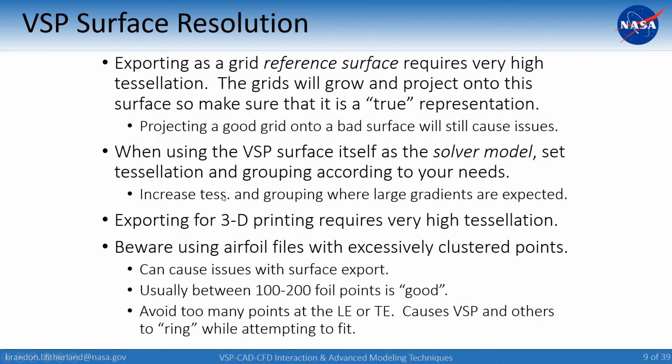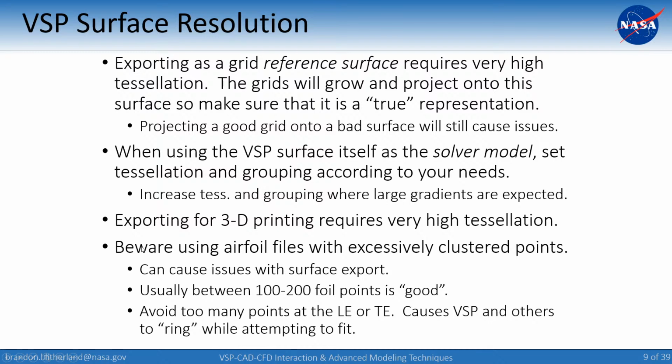So increase tessellation and group points where you expect large gradients. For example, if you're running a wing in isolation and you want to get a better capture of the downwash out at the wingtip, just make your tip grouping a little bit better so that you get more points and you can capture some more of the behaviors. When you're exporting for things like 3D printing, use really, really high tessellation and you're going to get a much better surface for your source, and then your slicer can do whatever it wants with that.